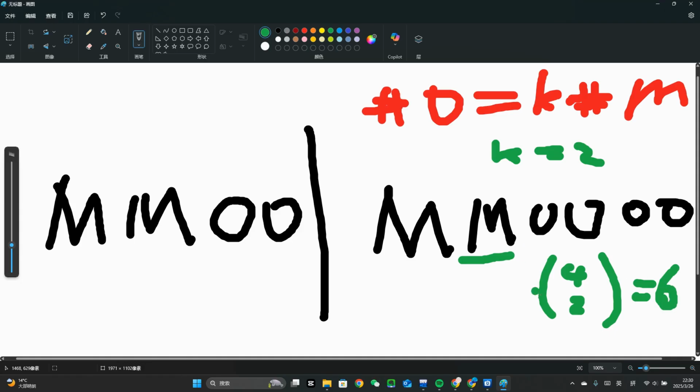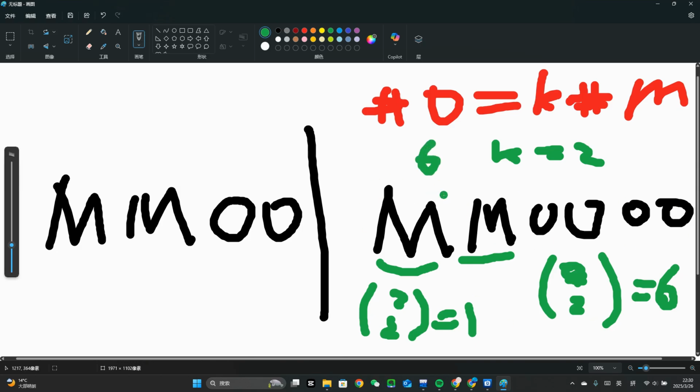Right? So 6 ways for this M to choose, and then we cross out 2 O's, so now there's only 2 O's left, and then we have this M choose another 2 O's, so this time is 2 choose 2, right? And that is one way, and we multiply them, we get 6 ways to do this one copy. Say we copy this 3 times, then the total number of ways to decompose this whole string is just going to be 6 to the third power, which is equal to something, right?